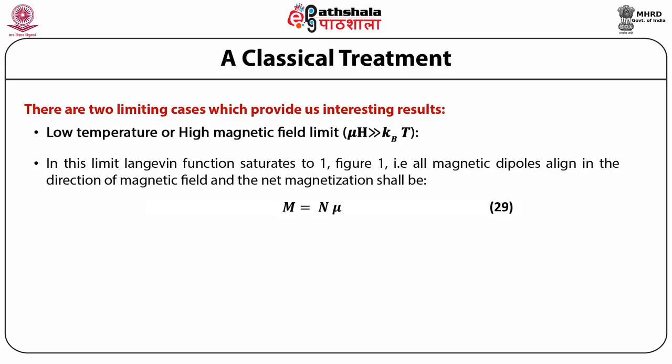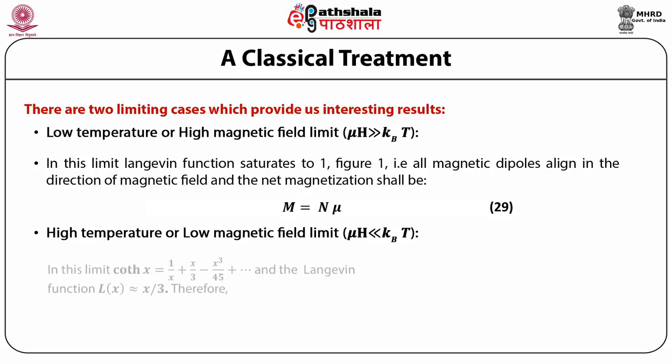Second limit, high temperature or low magnetic field limit, that is, μH is very much less than k_B T. In this limit, coth x can be expanded as 1/x + x/3 - x³/45 + and so on, and the Langevin function L(x) is approximately equal to x/3. Therefore, M = n μ² H/(3 k_B T).